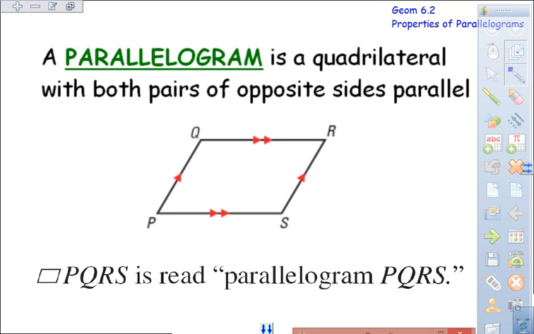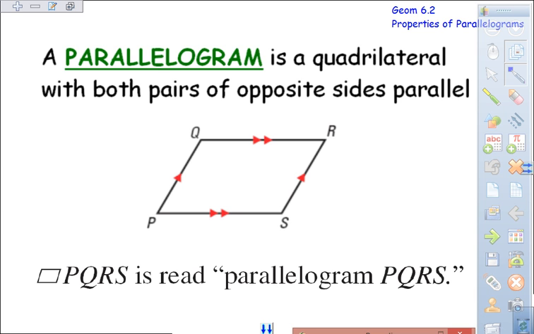Lesson 6-2, Properties of Parallelograms. A parallelogram is a quadrilateral with both pairs of opposite sides parallel. Look at the red markings. QR is parallel to PS and QP is parallel to RS.